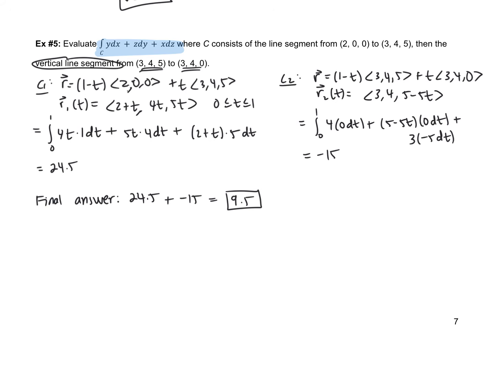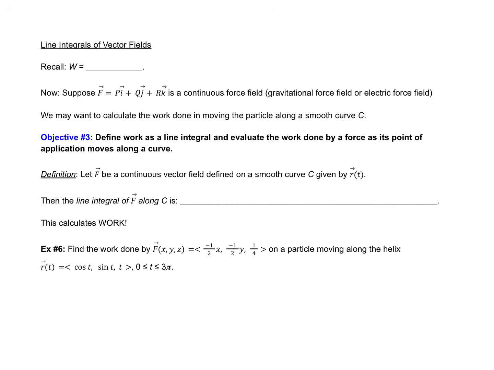Okay, that was the first objective. First objective was how to calculate a line integral. So we're going to move on and build on with that. Now that we have the basics of line integrals, what we're going to be looking at is line integrals of vector fields. We're going to start by recalling how to calculate work. We took F and we dotted it with D.